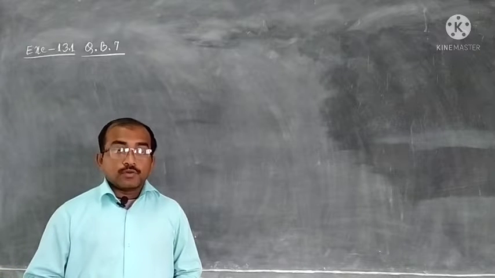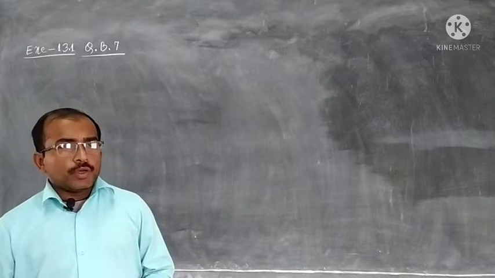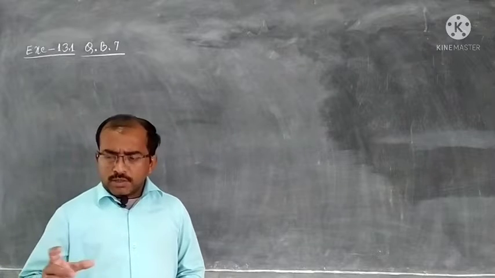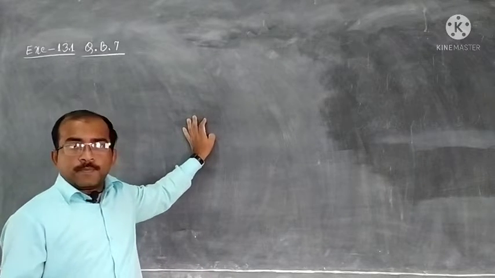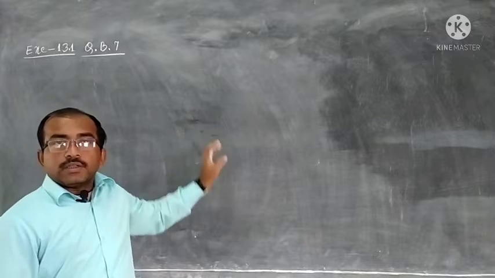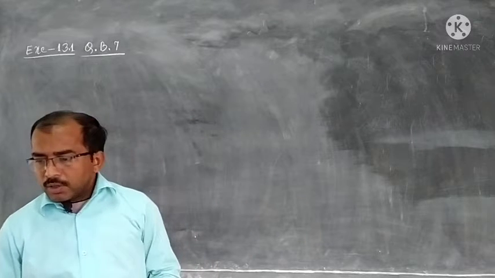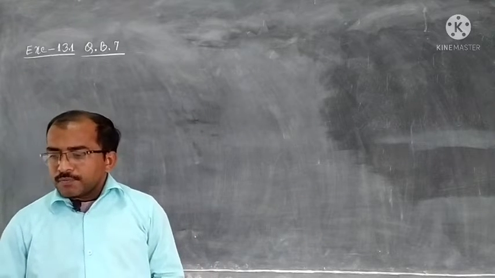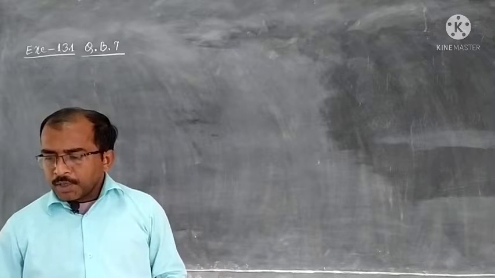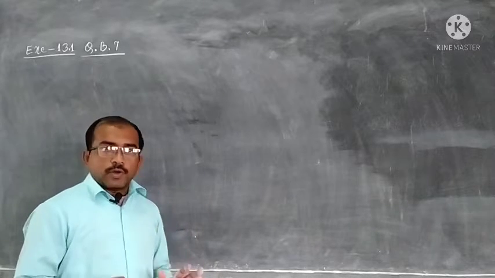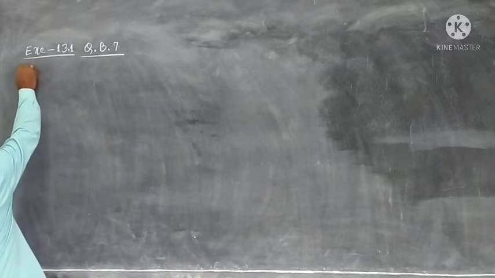We are going to learn question number 7 from exercise 13.1. The question is a little long, so I am not showing it here on the blackboard. Please refer to your textbook. The question is: Shanti Sweets stall was placing an order for making cardboard boxes for packing their sweets. Two sizes of box were required. So, let us see question number 7.